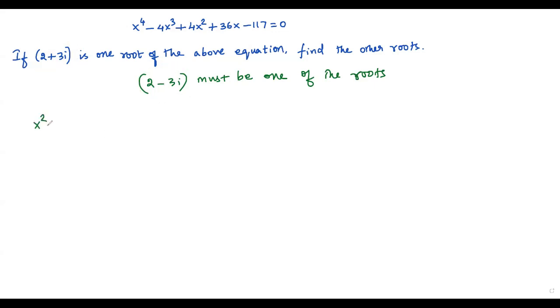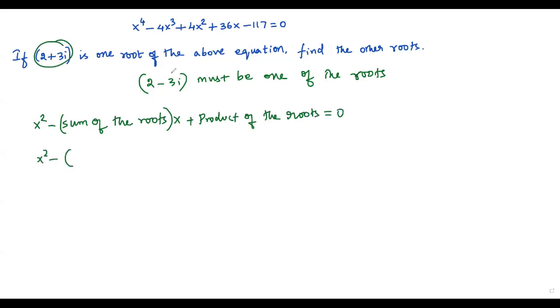I'll write the formula over here, that is x squared minus the sum of the roots times x plus the product of the roots equals 0. Here, the sum of the roots means I have to add the 2 roots, 2 plus 3i and 2 minus 3i, times x. And the product of the roots means I have to multiply the 2 roots: 2 plus 3i times 2 minus 3i equals 0.